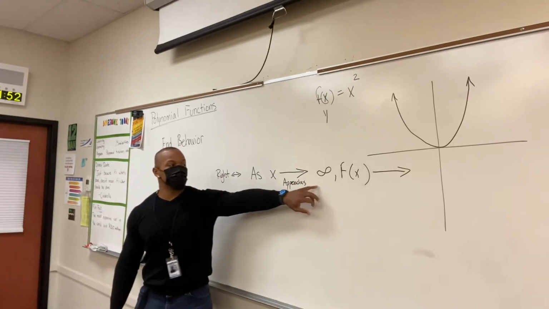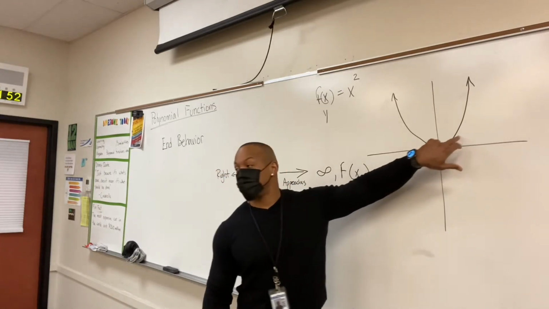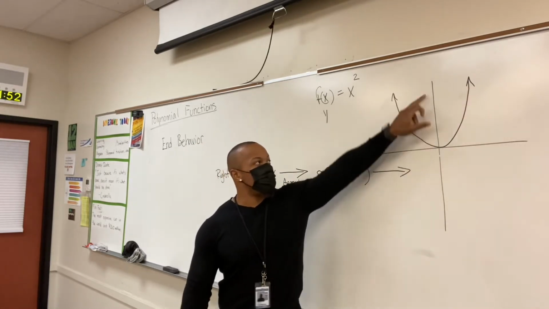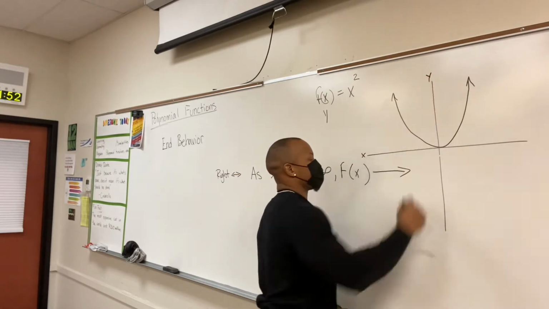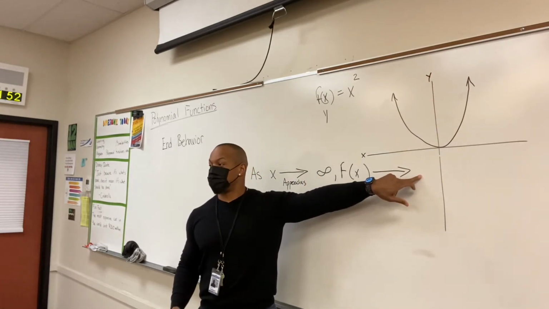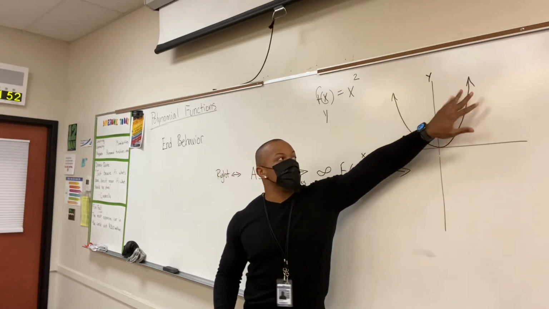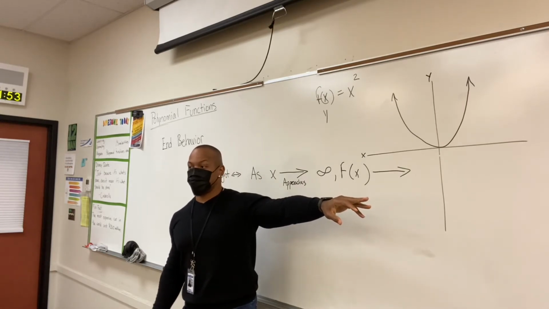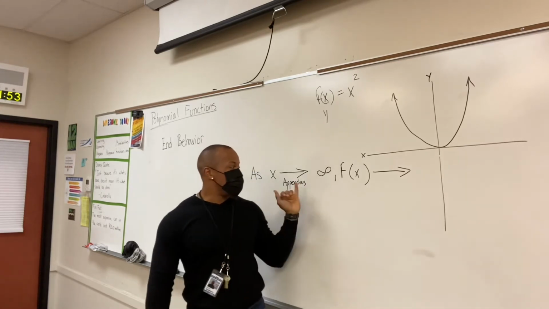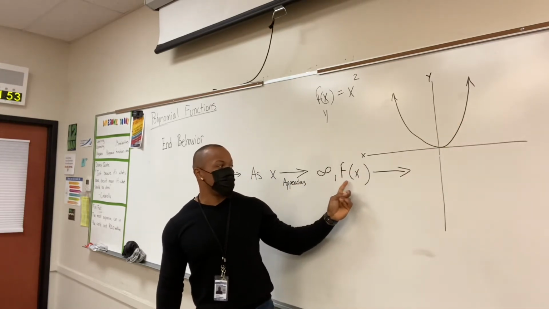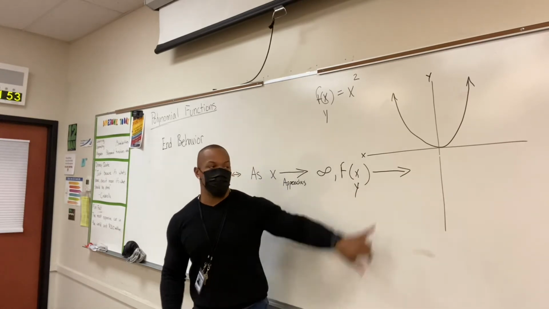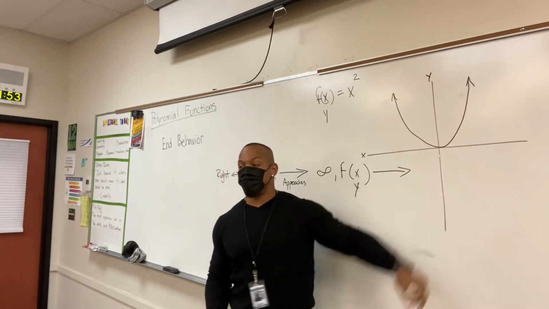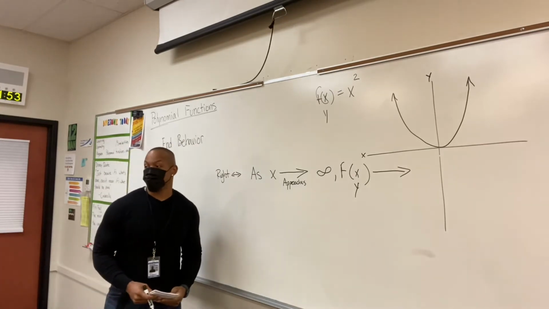Okay, as x approaches infinity, meaning right here, x is approaching infinity, okay? F of x, or y, this is the x-axis, this is the y-axis, is approaching what? On a parabola, this arrow means that it is going towards infinity, right? It's not gonna stop. So x is approaching infinity. What is happening to y at the same time? What is y approaching? Also infinity. How do you know that? Because it's going infinitely to the right and infinitely up.